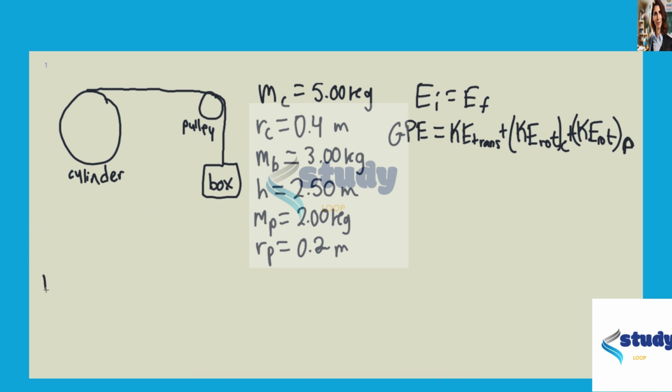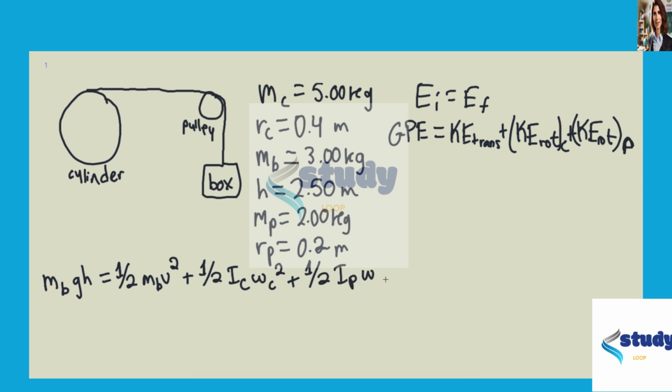So we have the mass of the box times gravity times height. This can equal 1/2 times the mass of the box times the velocity squared, plus 1/2 the moment of inertia of the cylinder times the angular velocity of the cylinder squared, plus 1/2 times the moment of inertia of the pulley times the angular velocity of the pulley squared.